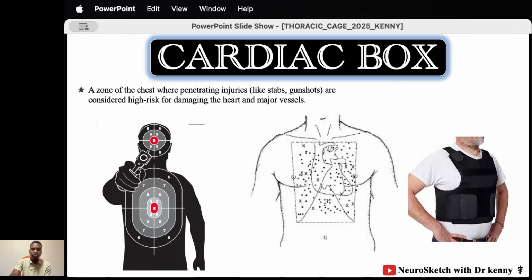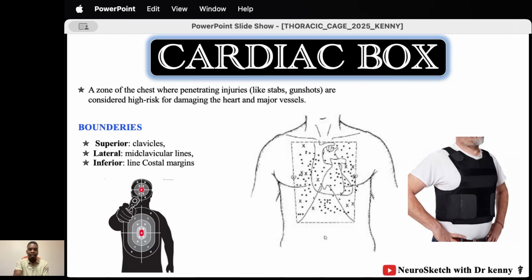What are the boundaries of the cardiac box? It is bordered superiorly by the line through the clavicles, and laterally by the line passing midclavicularly, through the midpoint of the clavicle. This line will also pass through the nipple. Inferiorly, it is bordered by the line joining the two costal margins.